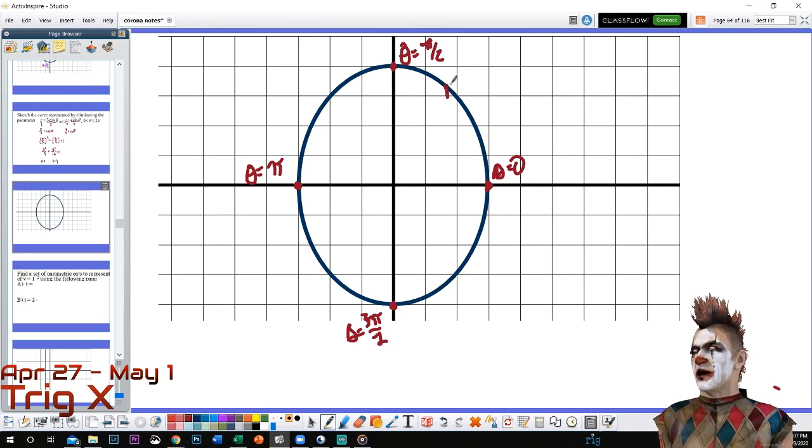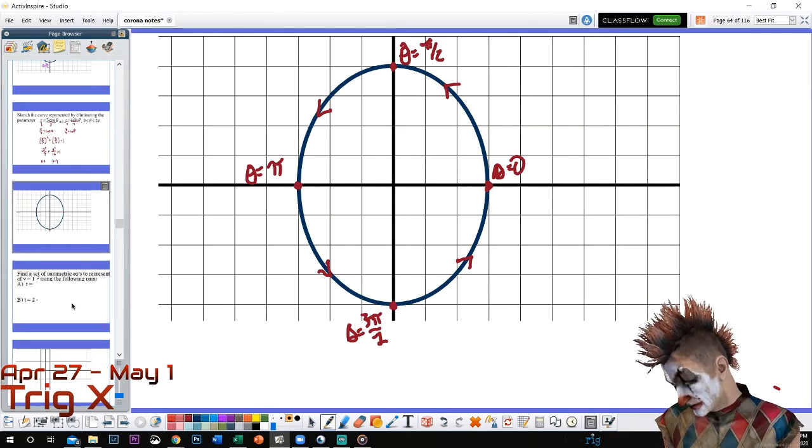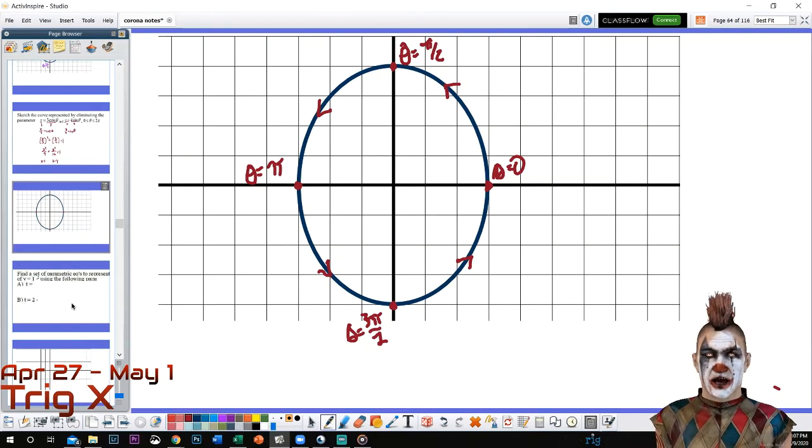Oh, now last time I may have forgotten to draw my arrow. So as theta is increasing, it's going counterclockwise, just like that. I may have forgotten that last time. Sorry, I hope you forgive me. Alright. That's all for that page. Now, let's move on to my next slide.